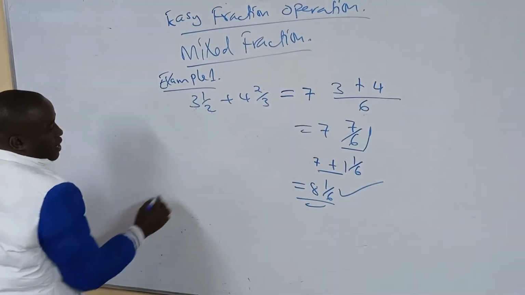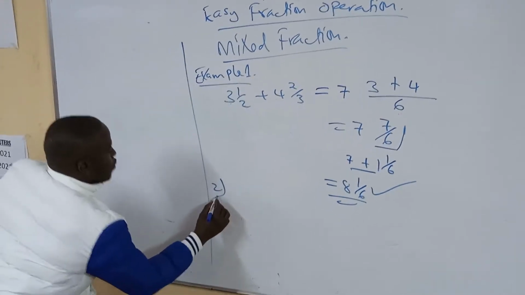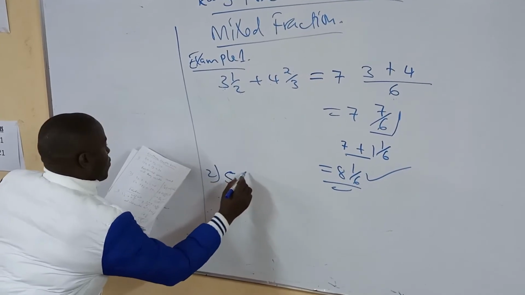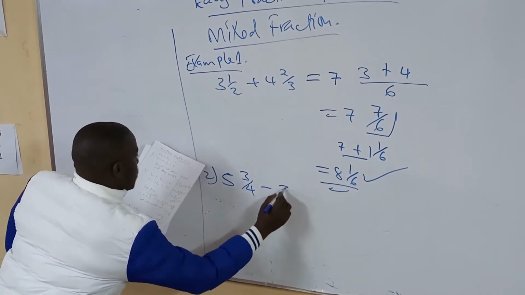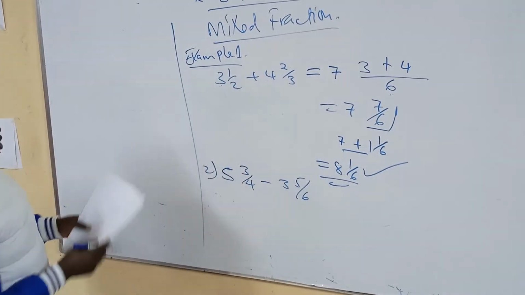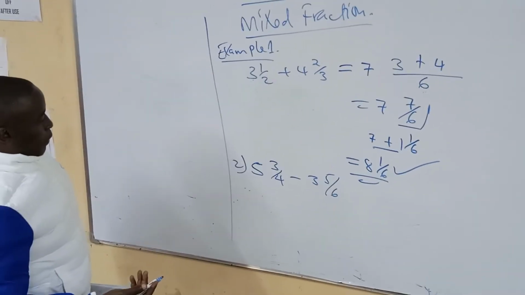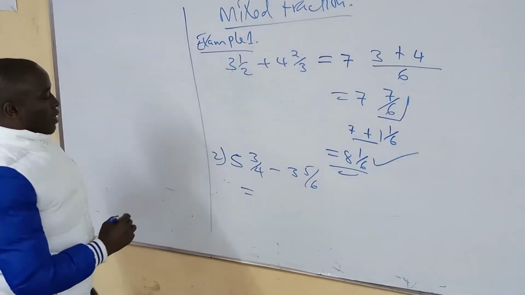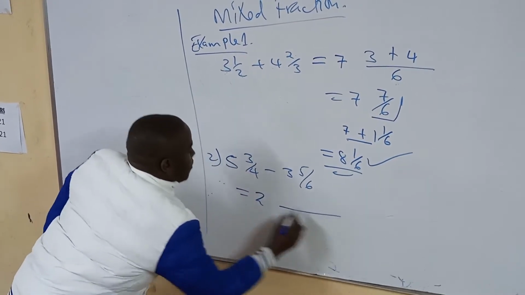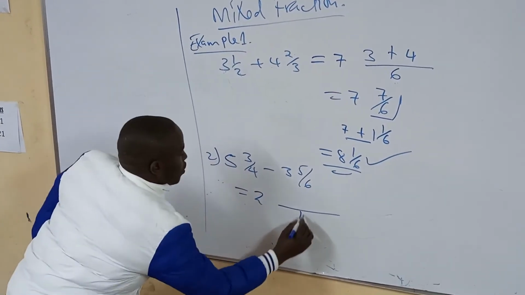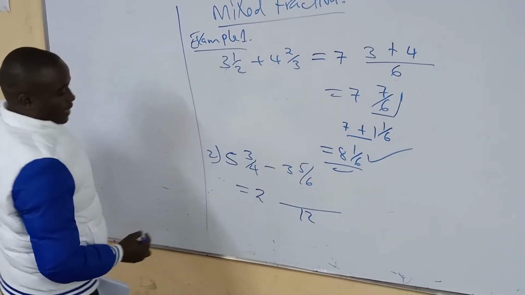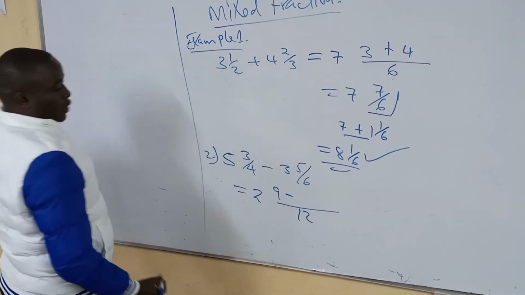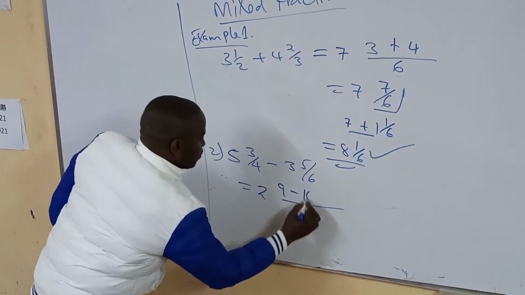Now that is example 1. Let me do another question, number 2. Like for subtraction, if you have 5, 3 over 4 minus 3, 5 over 6, and you are asked to operate this. What you do here, just like I did, subtract the whole numbers first. 5 minus 3 you get 2. Then get the LCM of 4 and 6, which is 12. Then you ask yourself, 4 goes into 12 3 times. 3 times 3 is 9. Minus, 6 goes into 12 2 times. Then 2 times 5 is 10.